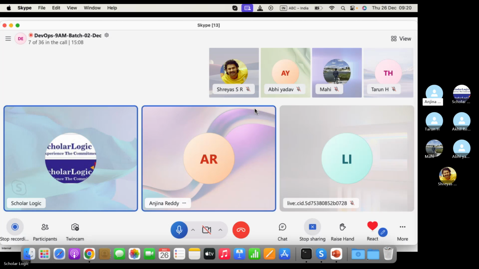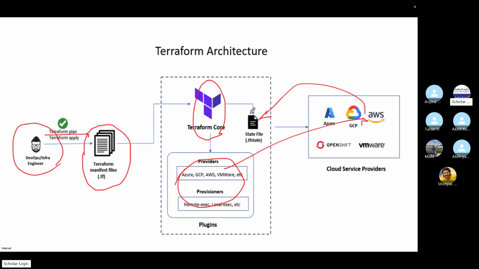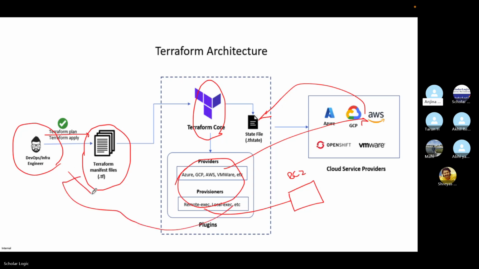What is the difference between remote exec and local exec? Remote exec is all about executing something on your EC2 machine. Local exec is on your Git Bash. Okay, sir.